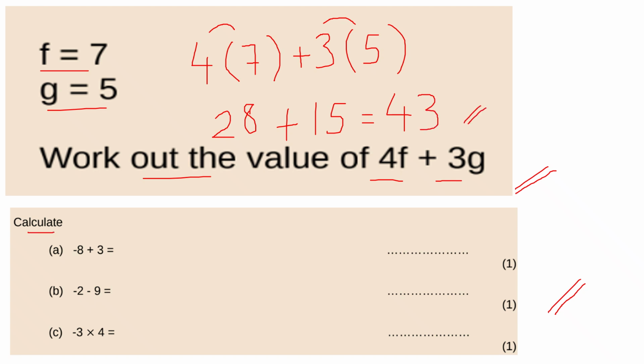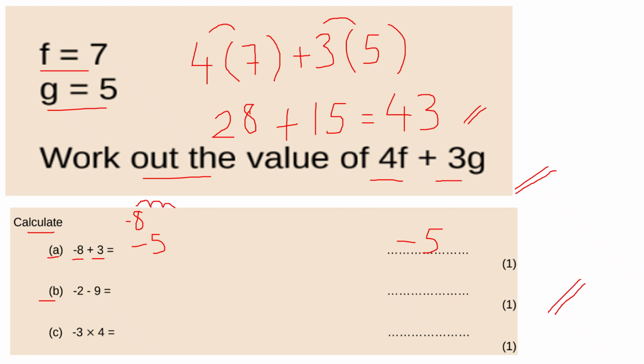Next up, we're asked to calculate part A, minus 8 plus 3. So think of a number line. Minus 8 is here. We go 3 units to the right. So minus 7, minus 6, minus 5. So we get to minus 5 or negative 5.